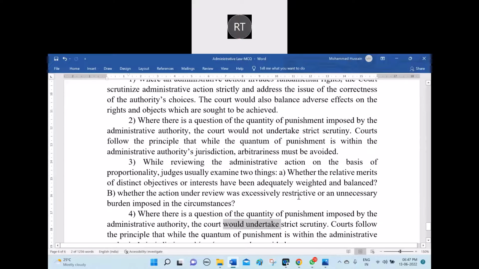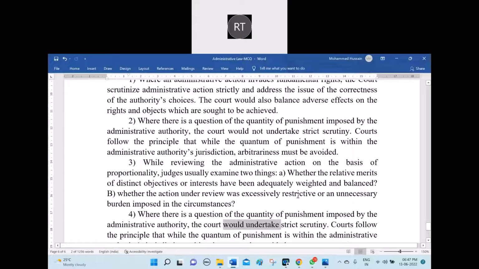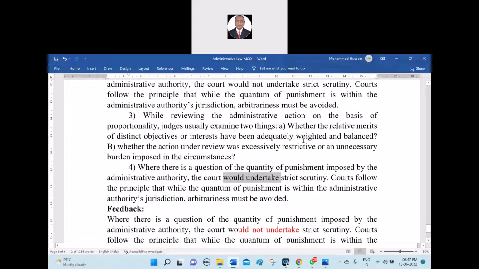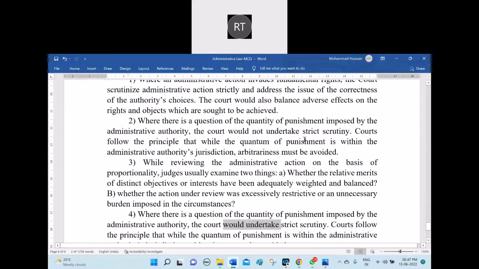Number 2. It is the fourth one because I changed the one. I took as it is. You also have written same thing. Court would not undertake is written in number 2. What you have written? Court would not undertake strictly. Yes, number 2, that's the same thing. Where there is a question of quantity of. Yes, sir, number 2 and feedback are matching. There is a question of the quantum. Number 2 and number 4 are the same. No, sir, 4 not removed. Okay, so that is the odd one out.